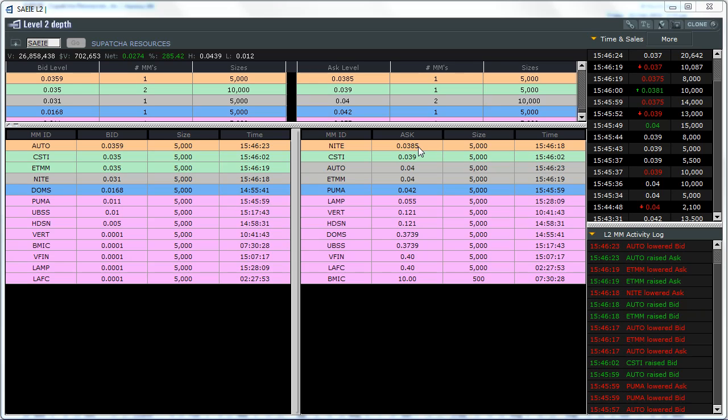Right there was a good example of a false run. And you can see support is fading quick. And people are jockeying for the top position on the level 2. And that forces share price down.